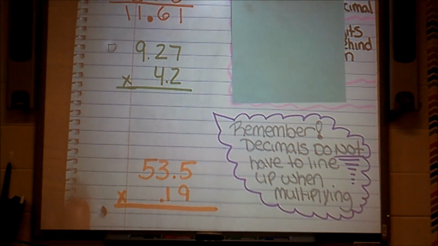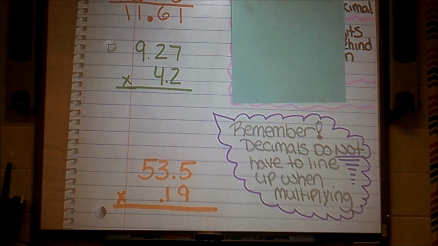So here's the problem that I'm going to solve. 9.27 times 4.2. Take a look at the speech bubble down at the bottom. My speech bubble tells me, decimals do not have to line up when multiplying. My decimals only have to line up when I'm adding or subtracting the decimals, not when I am multiplying, because we're going to pretend like they don't even exist, so who cares where they are.